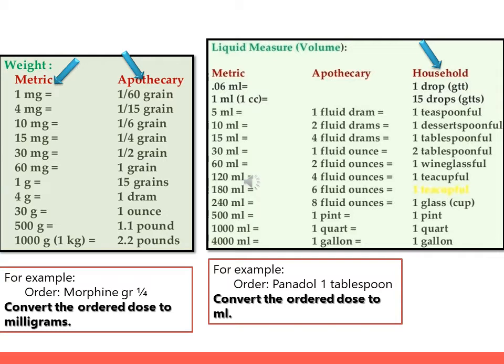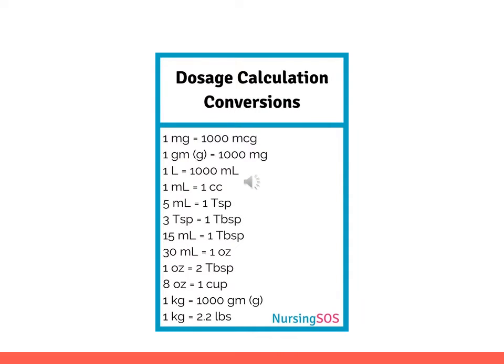Okay, another example. The order is Panadol 1 tablespoon. And the instruction is to convert the ordered dose to ml. Again, you need to look at the table. 1 tablespoon is how many ml? It is normally 15 ml. Okay? I want you to remember this one. This is very important, especially if you are working as a nurse. And these are other dosage calculation conversions also. Again, take note of this because later on, when you calculate some medication, before you can get the right amount, you need to convert it first. I'm going to give you examples on my next few slides.